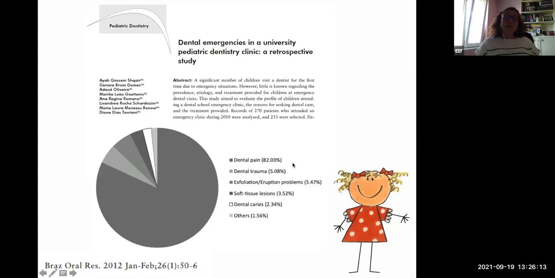In a study published in the Brazilian Journal of Oral Research in 2012, at a university pediatric dentistry clinic, the reasons for admission to dental emergencies were examined. The most common reason for admission is dental pain, followed by exfoliation and eruption problems, dental trauma, soft tissue lesions, dental caries, and other reasons for admission to dental emergency clinics.